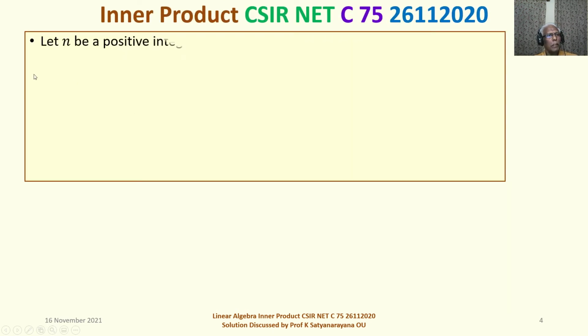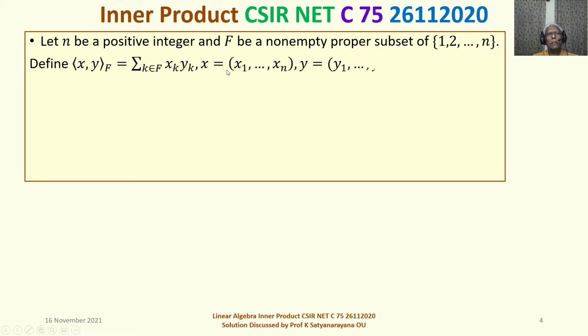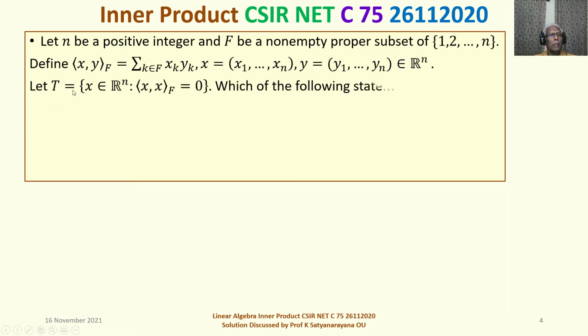The problem given is: let n be a positive integer and capital F be a non-empty proper subset of the set consisting of 1, 2, etc., n. Define for x = (x1, x2, ..., xn), y = (y1, y2, ..., yn) belongs to R^n, the inner product of x with y over F is equal to the sum of xk yk, where k belongs to F. Let T be the set of all x belongs to R^n such that the inner product of x with x over F is 0. Which of the following statements are true?